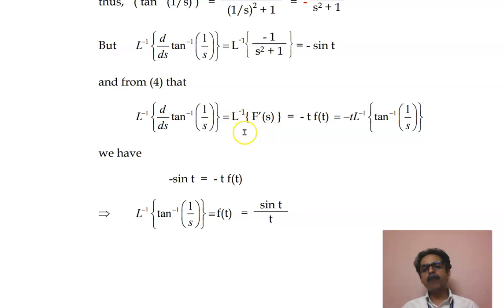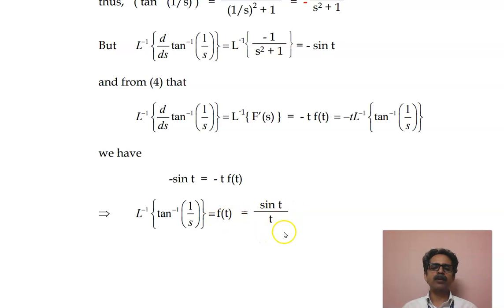And now by the property, L inverse of f dash of s, that is L inverse of d upon ds of f of s, is nothing but minus t into f of t. Now you can see that f of t is the inverse Laplace transform of f of s, and f of s is tan inverse of 1 upon s. So you simply take this, already we obtained L inverse of this quantity, and here it is minus sin t, and we keep the right hand side as it is, minus t, and actually L inverse of tan inverse of 1 upon s is small f of t. So minus minus became a plus, and we obtain the f of t.